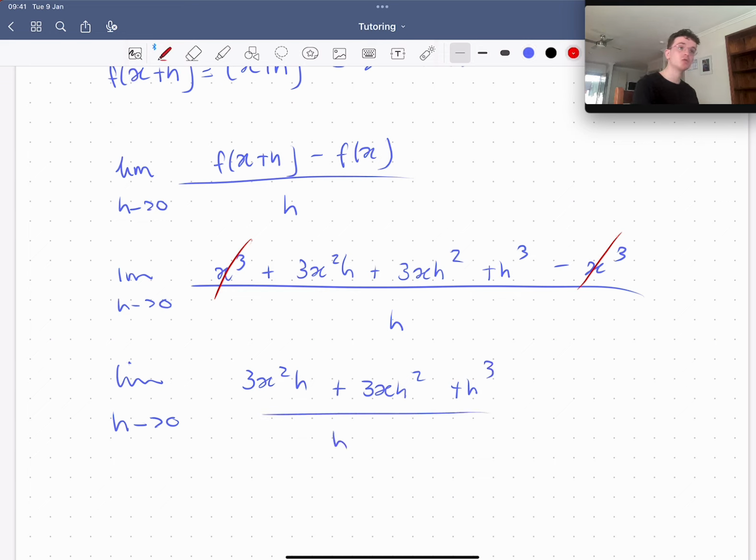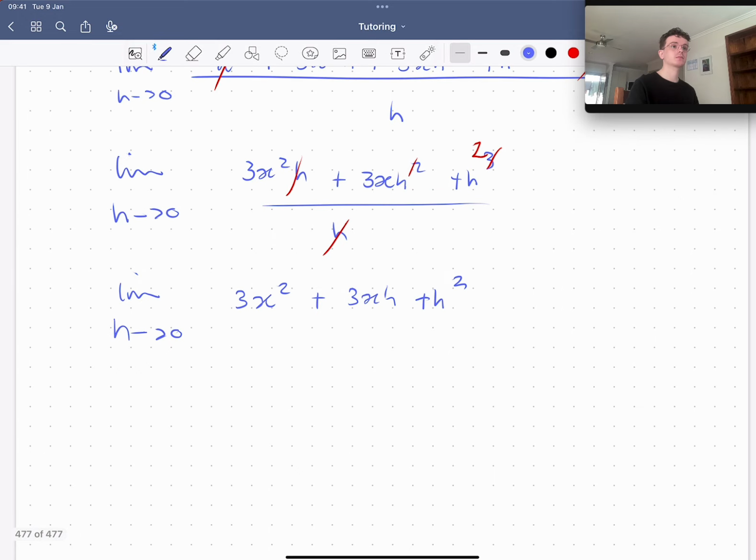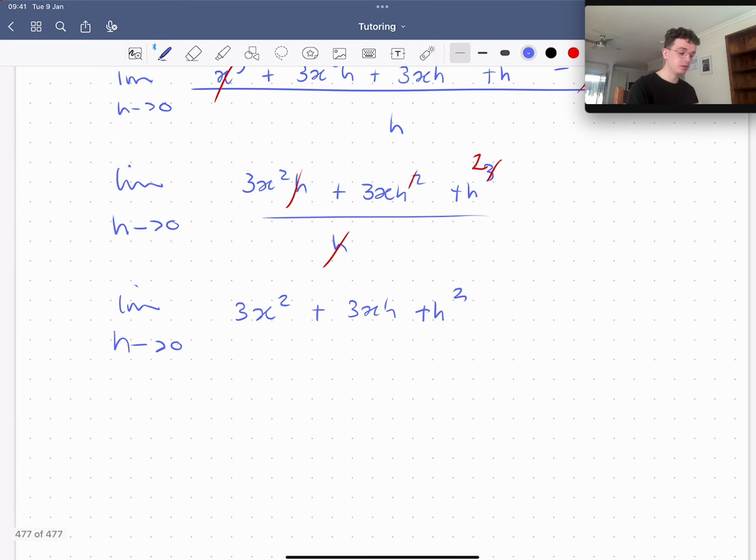We can cancel the h. Remember, we must cancel the h off the bottom. We're going to have the limit, as h goes towards 0, of 3x squared plus 3xh plus h squared. Now we've cancelled h on the bottom, so we can substitute in h to be 0, and we're left with 3x squared. So if I have the function y equals x cubed, dy dx, or its differentiation, is 3x squared.